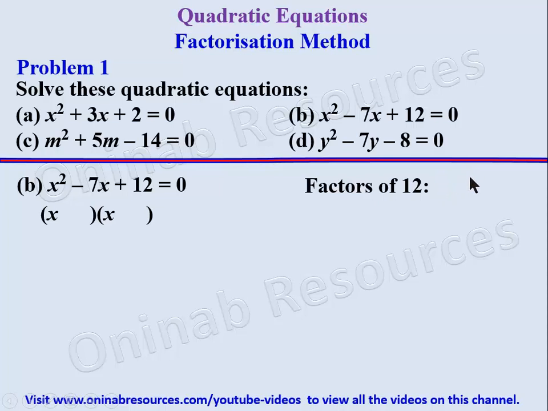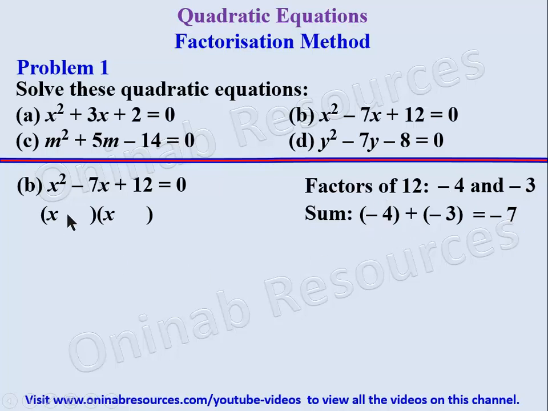We can go for 3 and 4. If you are going for 3 and 4, 3 plus 4 will give us 7. But what we have here is negative 7. So we attach a negative to both 3 and 4, so that we now have negative 4 and negative 3. So the sum now will be negative 4 plus negative 3, which gives negative 7. So these are the factors we are looking for.